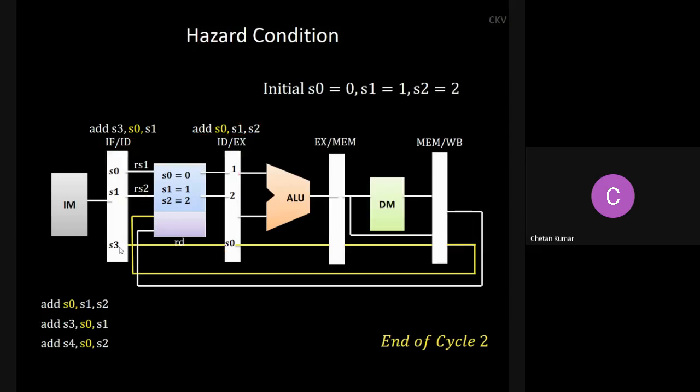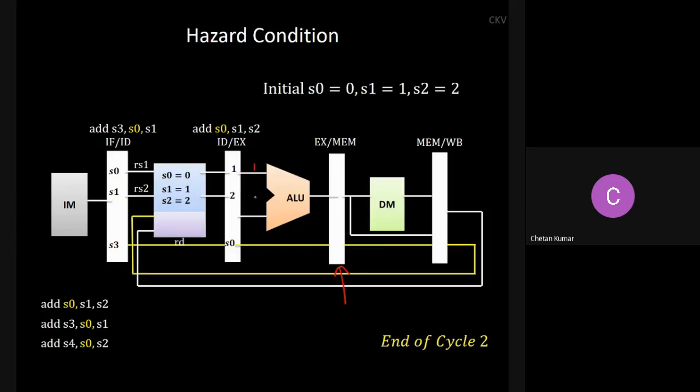Now can you tell me what will happen at the end of third clock cycle? Which of the pipeline registers will get filled at the end of third clock cycle, and what will they get filled with? Any idea? So this is the current status. At the end of third clock cycle, EX/MEM will get some data. What data will it get?